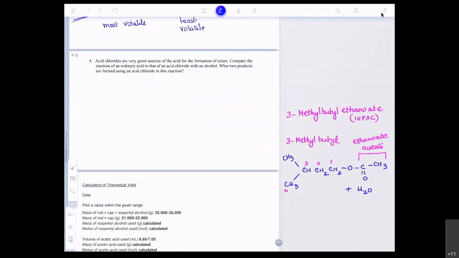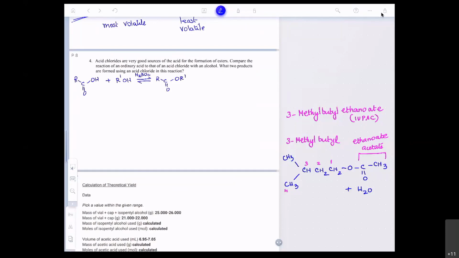So, one other pre-lab question I want to talk about is that acid chlorides are very good sources of the acid for the formation of the esters. You're asked to compare the reaction of a carboxylic acid with an alcohol, and then compare the reaction of an acid chloride with an alcohol. So we are going to start with a carboxylic acid, which is what you're studying in this particular lab. You need sulfuric acid in this experiment, and that's going to form this, okay?